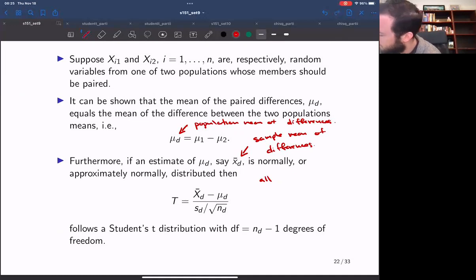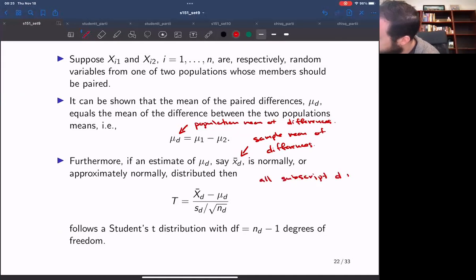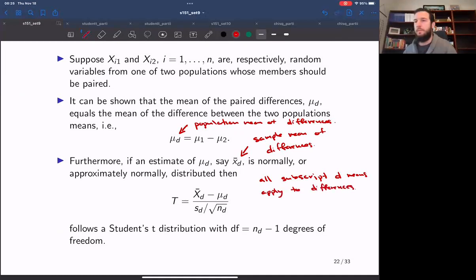I'll just write the word out. All subscript D means apply to differences. Okay, so X bar D is the sample mean of the differences.